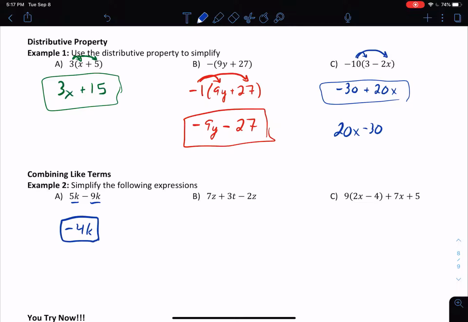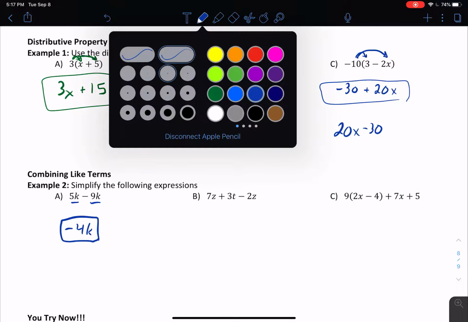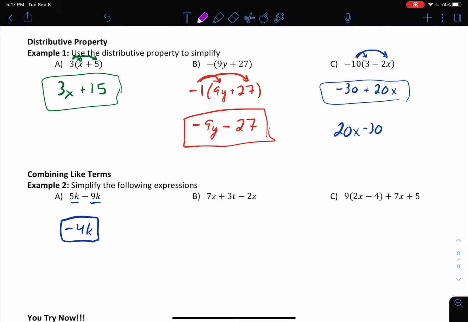What about in B? Where are my like terms in B? I've got 7z plus 3t minus 2z. Well, I've got a couple terms here, 7z and -2z, so I can combine those because they both have a z. So 7z minus 2z, that's going to give me 5z. And then I've got 3t. Well, I can't combine that with anything. There's no other terms that have a t. So I'm going to leave it just as 3t. And that's as far as we can take it.